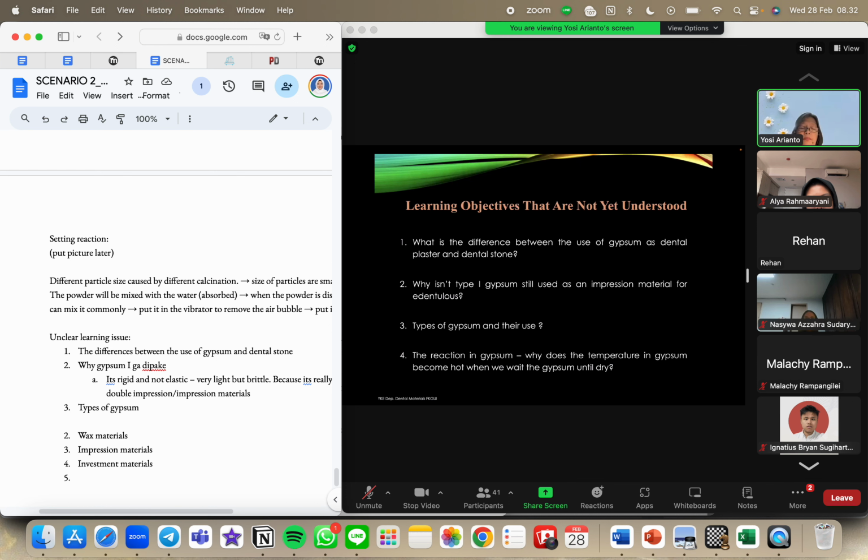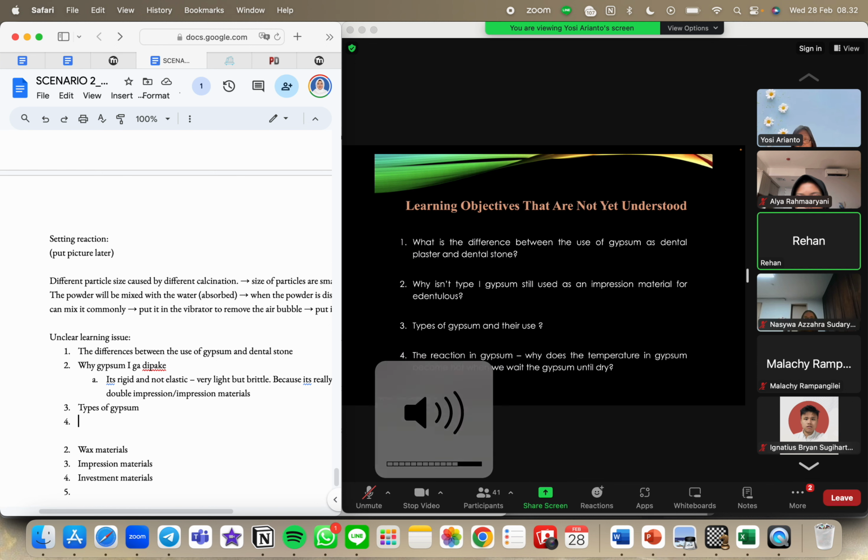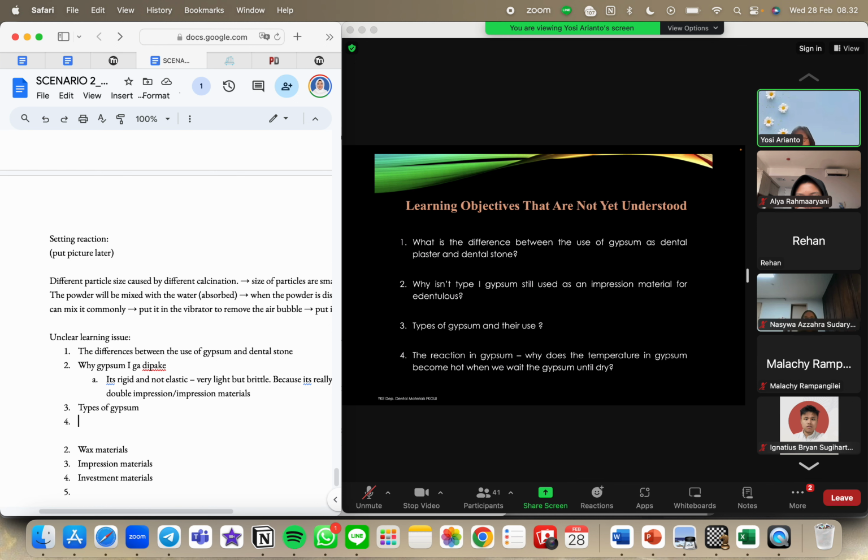So type 1 would be the impression plaster. Type 2 is the plaster used for making the model. Type 3 is a model for what? Working, no, or study, I forgot. Study, okay, just for study. Then type 3 dental stone is used for the mounting material, and type 4 would be the dental stone. No, type 3 is the dental stone. Oh, type 3 dental stone, yes.